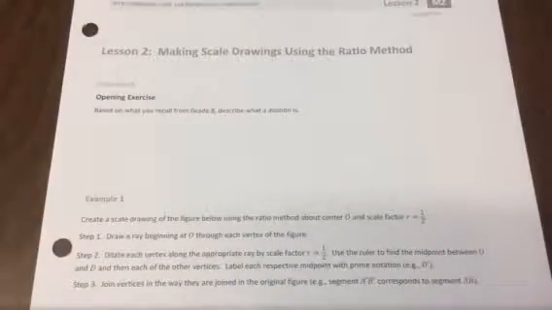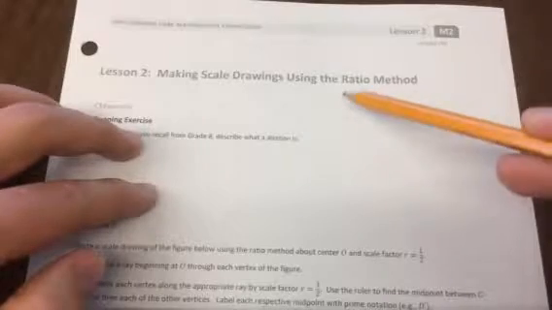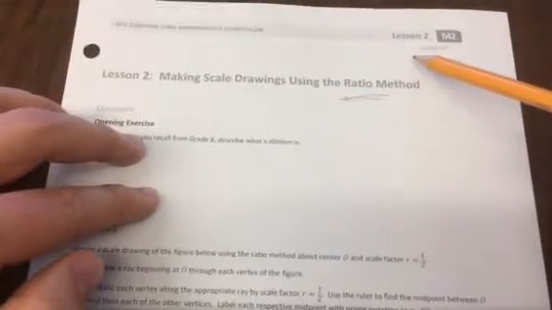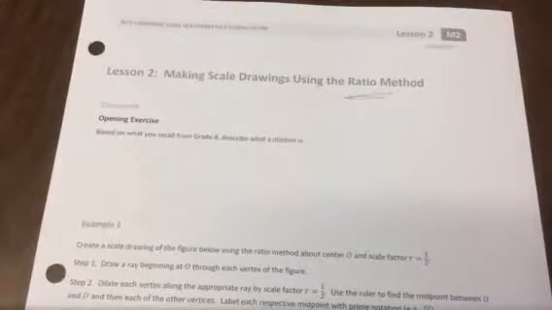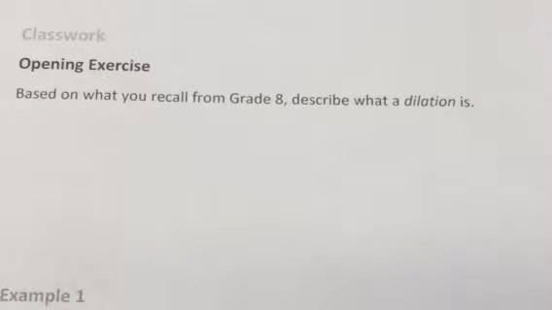So we're doing lesson number 2, making scale drawings using the ratio method. So that's what this is called, okay? The ratio method. So we're in lesson 2, module 2. So what I want you to do is go ahead, take some time, and do this opening exercise. It's asking you to describe what a dilation is. So go ahead, pause the video, see if you can answer it.